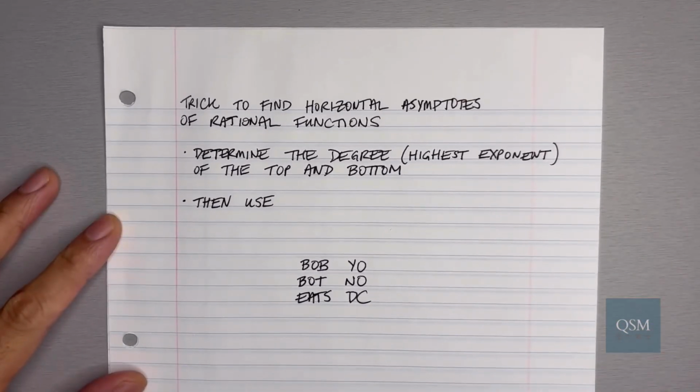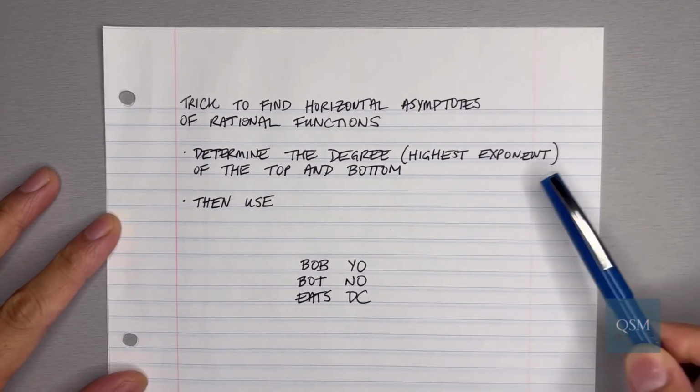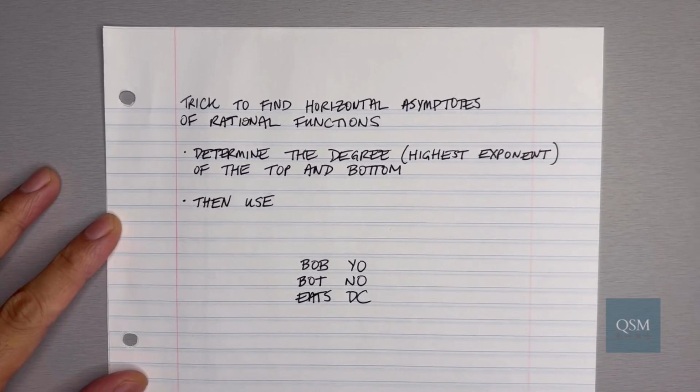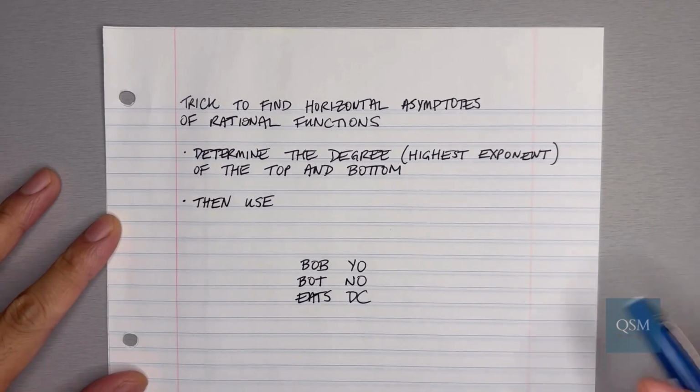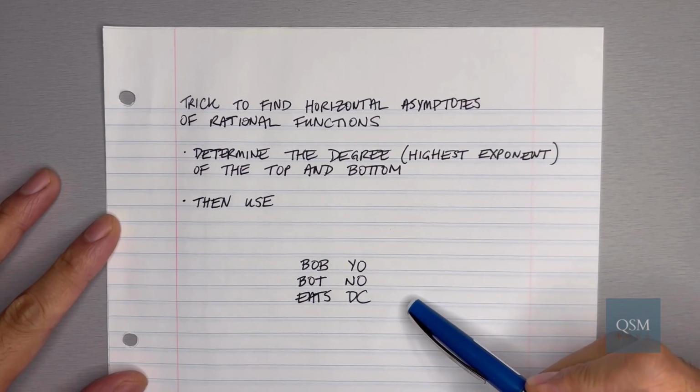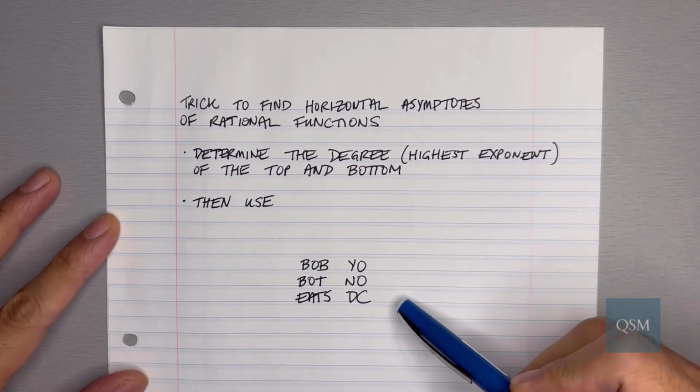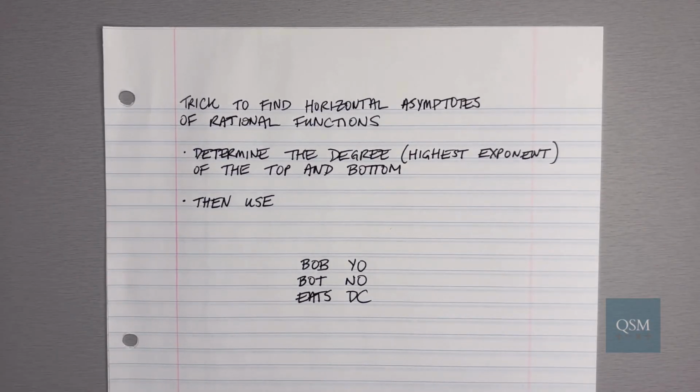So first thing you're going to do is determine the degree, which is the highest exponent. We're going to determine the degree of the top and the bottom. And then we're going to use this little rhyme, or whatever you want to call it. Bob yo, bot no, eats DC. So I'll explain what each of these three mean.